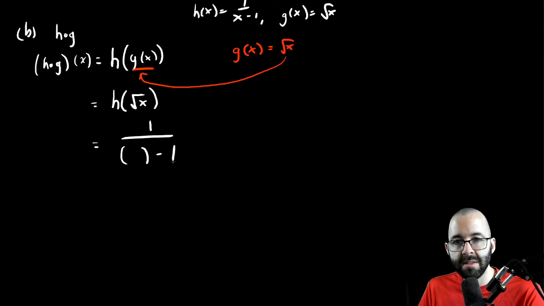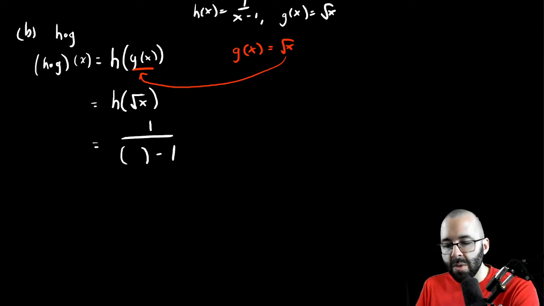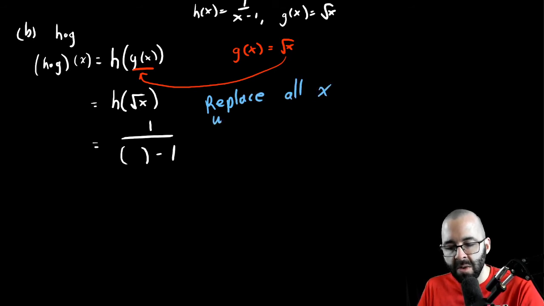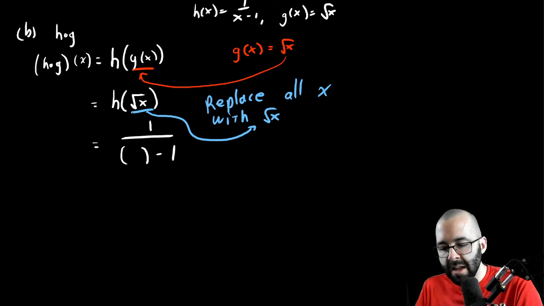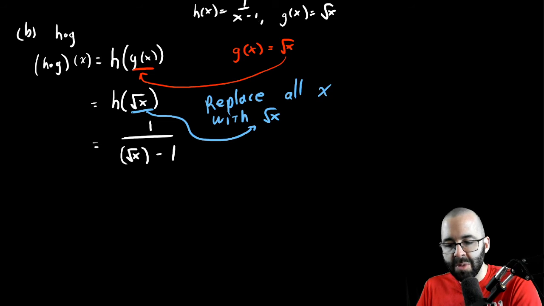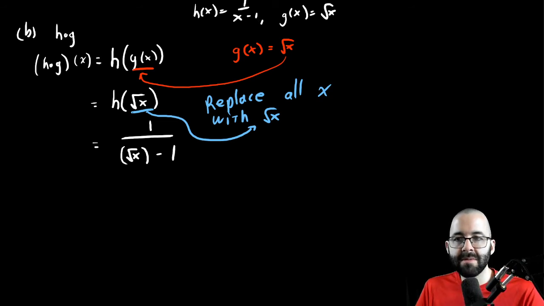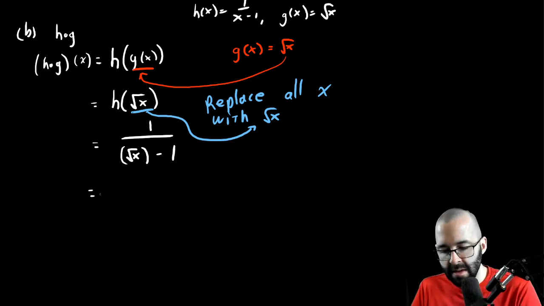That's h of x. But we're replacing, right? Replace all the x's with what's on the inside. So replace all the x's in h. There's only one x in h. It's right here. Replace that x with the square root of x. Write it out a little nicer. This is 1 divided by the square root of x minus 1.